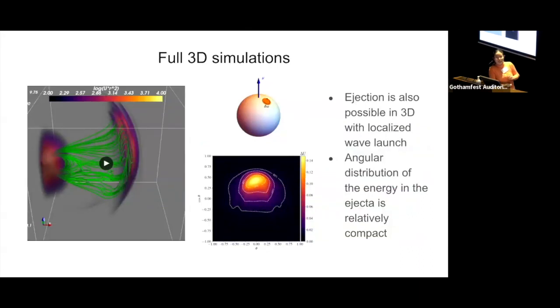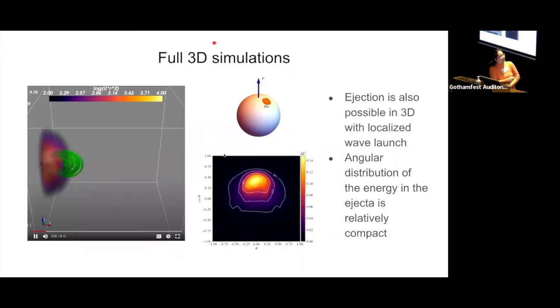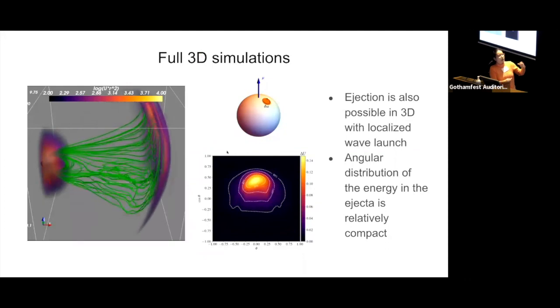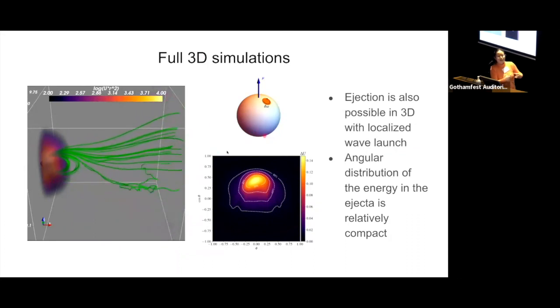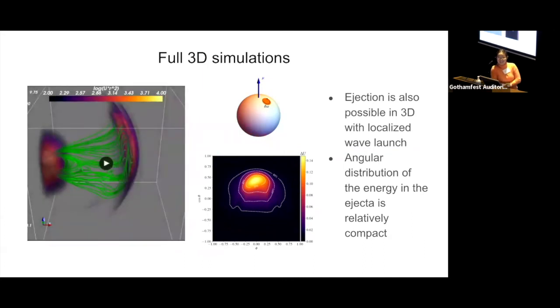So we can also look at this in full 3D. This is another simulation we did to look at a localized star quake on the stellar surface that launches Alfvén waves. In 3D, you can also see that the Alfvén wave can become nonlinear and break out and launch an ejecta there. Although this disturbance is only launched from a small region, it can still open up the whole magnetosphere and basically launch an ejecta into the magnetar wind. In this case, the energy distribution in this ejecta is actually relatively compact. It's not larger than an angular size of about 0.5 stellar radians.